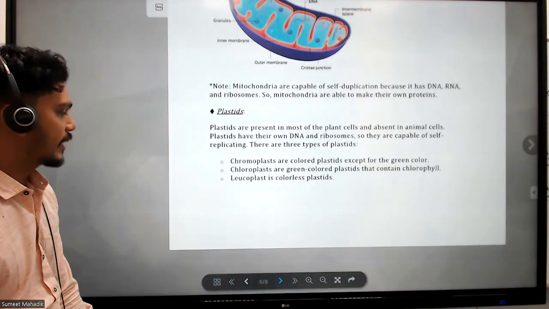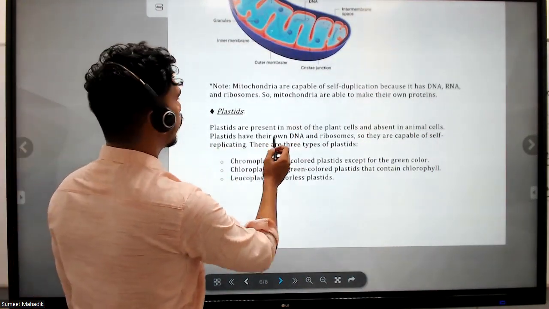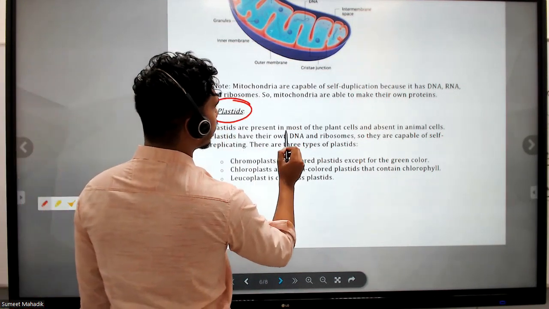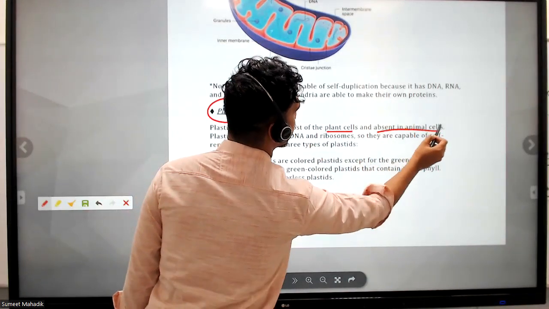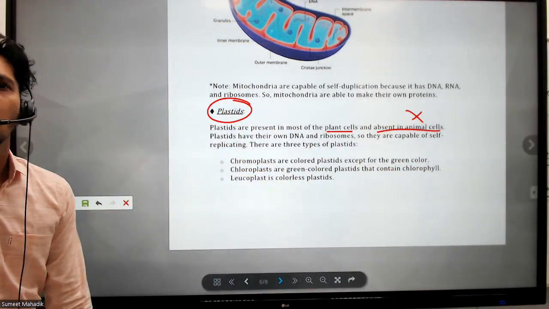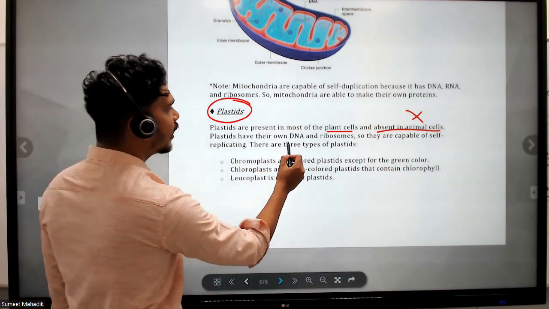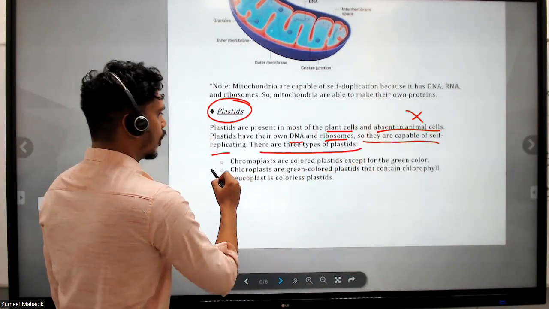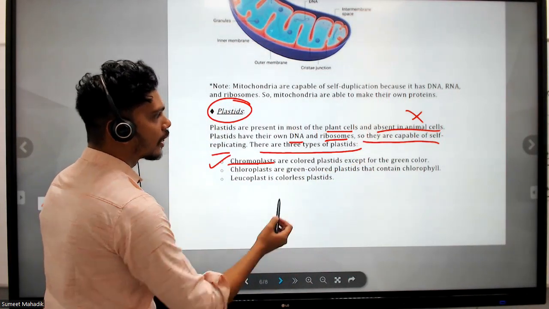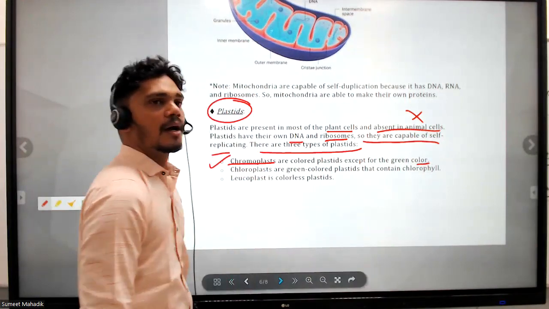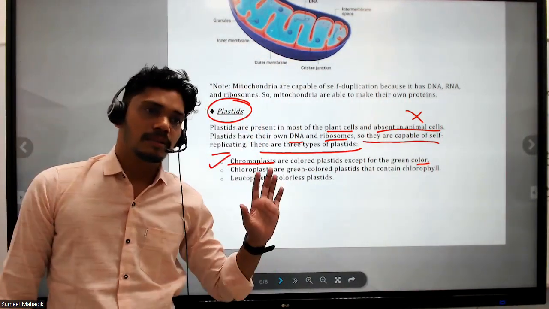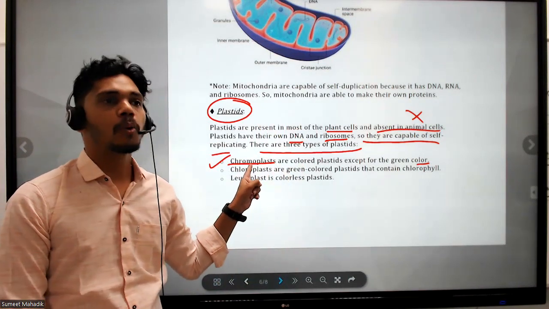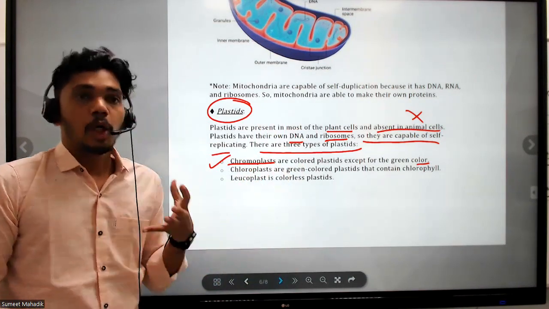Okay, the last one, plastids. What are plastids? Don't write plastics over there. Plastids are present in most plant cells and absent in animal cells. Why? Let's see. Plastids have their own DNA and ribosomes, so they are capable of self-duplicating. There are three types of plastids. Chromoplast. What is a chromoplast? A colored plastid, except green. You must have seen plants in many colors, not only green. Who is responsible for that? Chromoplast. Chroma means color.